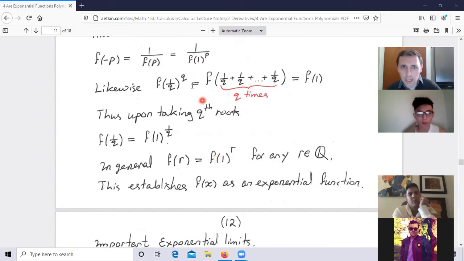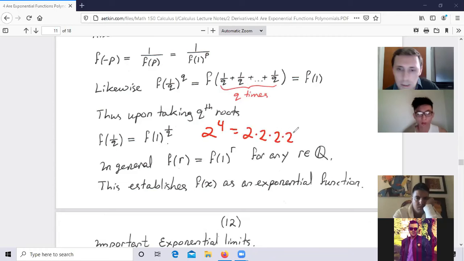Because you understand what I'm saying, guys. Again, look at it. You can understand what is 2 to the power of 4. That's just bookkeeping. It's 2 times 2 times 2 times 2. Yes. But what is 2 to the power of 1/2? What is it truly?